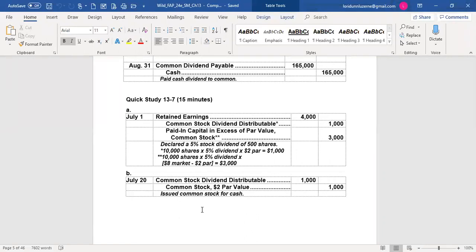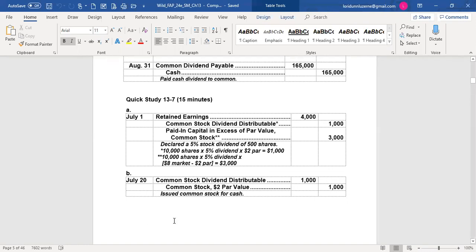Here we have Epic Inc. has 10,000 shares, $2 par value common stock outstanding. Epic declares a 5% stock dividend on July 1 when the stock's market value is $8 per share. The stock dividend is distributed on July 20th. Prepare the journal entries for the date of declaration and the distribution date. And that's what you see in front of you.